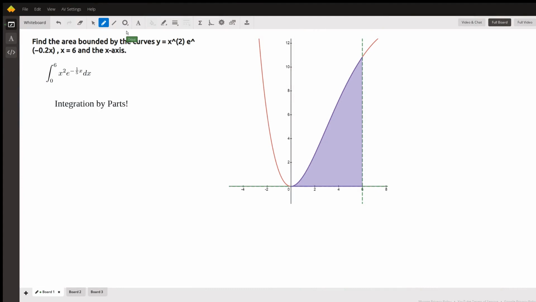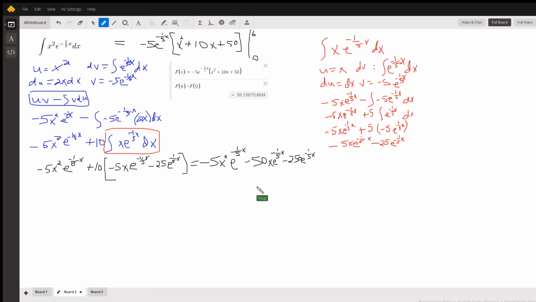Okay, here's a picture of the region that we want to find the area for, bounded by the graph of x squared times e to the minus 1/5 x. I wrote it as minus 1/5 x instead of a negative 0.2x. And the fact that we got a product here and it doesn't look like substitution is going to work tells us that we might be wanting to use integration by parts to find the antiderivative for this. And here's how that happens.